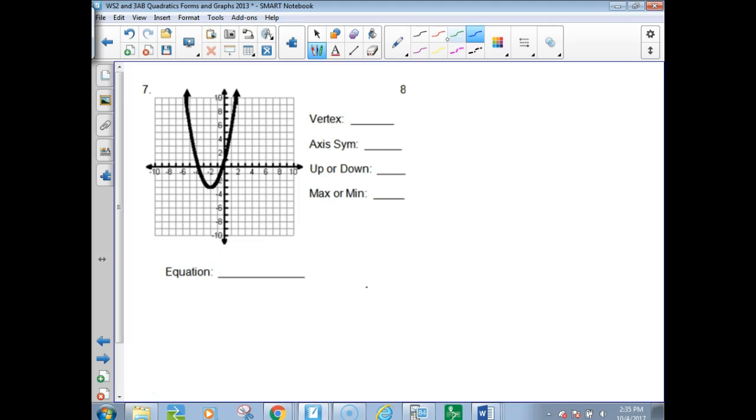Where is the vertex on this one? So you go to the bottom. It's at -2, -3. Okay, -2, -3 is the vertex. You can just see it by looking. So the axis of symmetry is x equals -2. This parabola, of course, is opening up. You can see it. So it has a minimum.